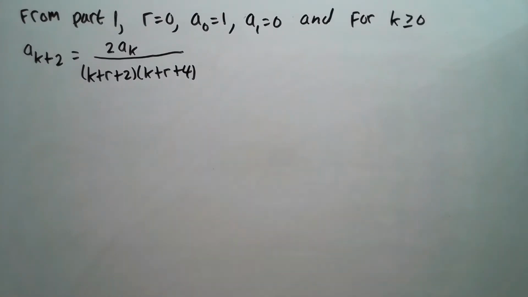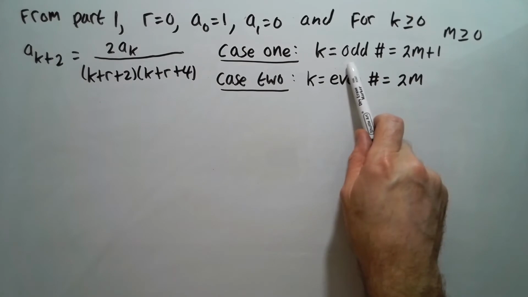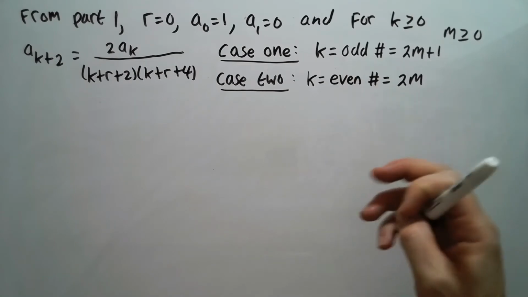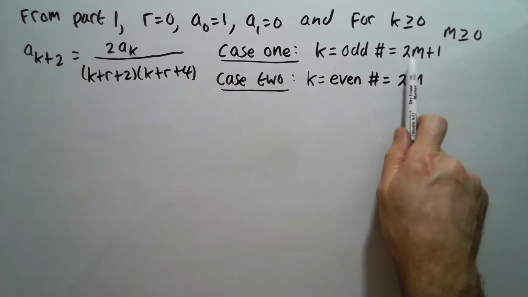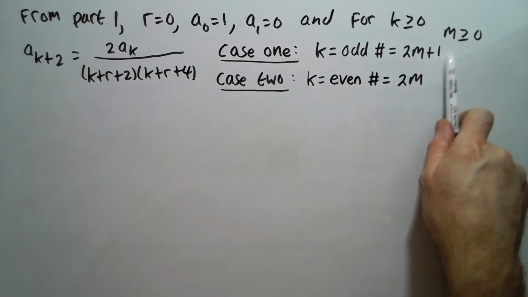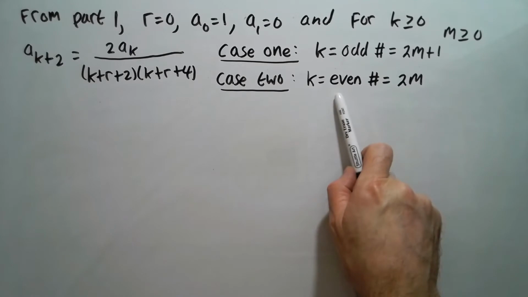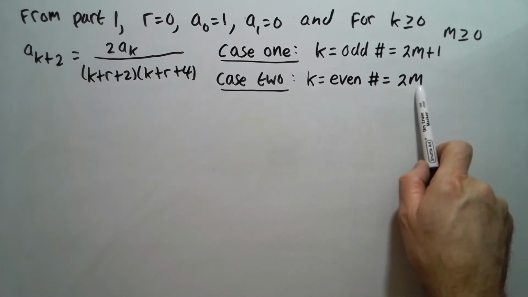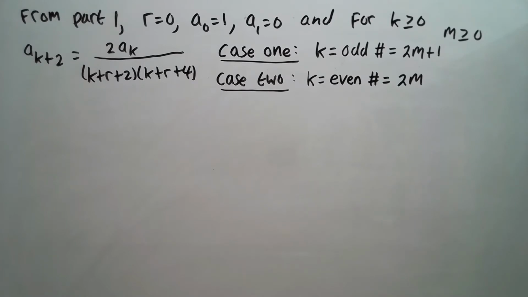So let me write the cases here. Let's say case one is when k is an odd number. An odd number is basically an even number plus 1. Even numbers are like 2, 4, 6, 8, multiples of 2. So an odd number can be written as 2 times m plus 1. That's how you can write an odd number. And case 2 is when k is even. So an even number is just 2 times m. So let's consider these two cases. Let's first consider case 1.